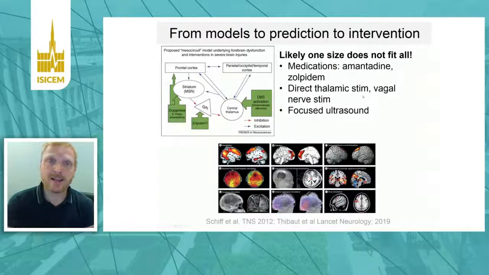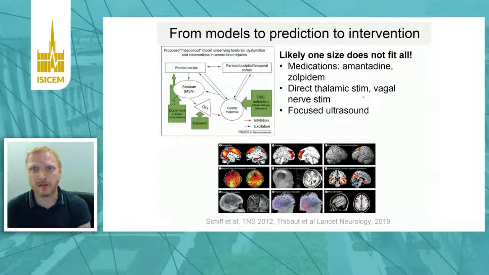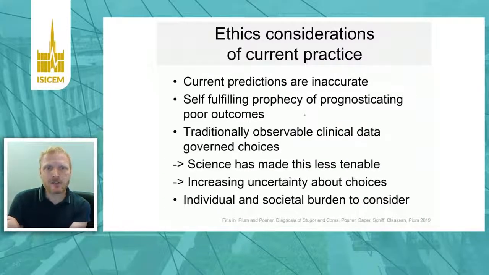In terms of treatment, likely one size does not fit all. There have been medications like amantadine and zolpidem that have been tried, thalamic electrical stimulation, directly or indirectly, and focused ultrasound. And likely we will have to understand the pathomechanism for each disorder of consciousness to then identify the best treatment for these patients. There are ethical considerations of the current practice. Most of what we're doing is self-fulfilling prophecy, but increasingly science has made this less tenable, and we have to work on trying to deliver better care to these patients.